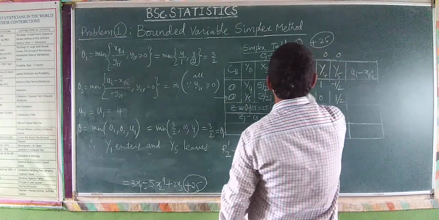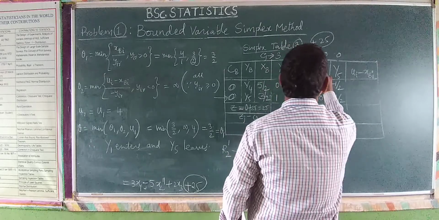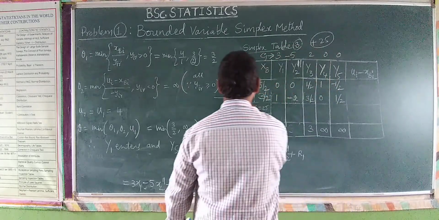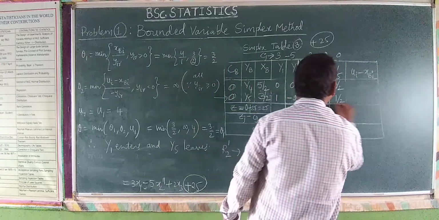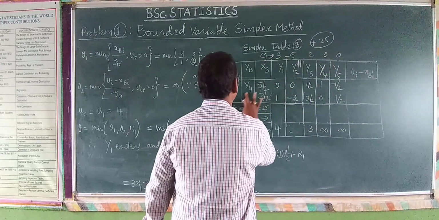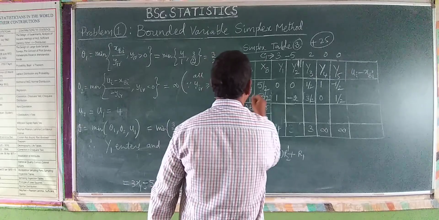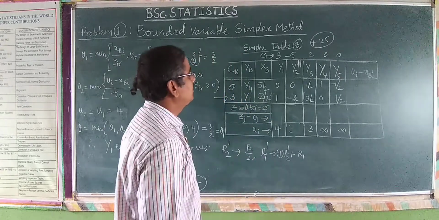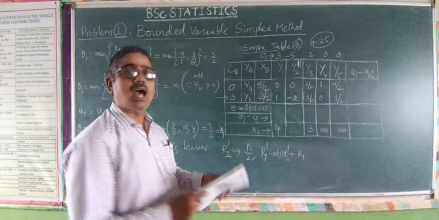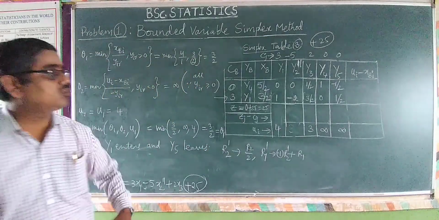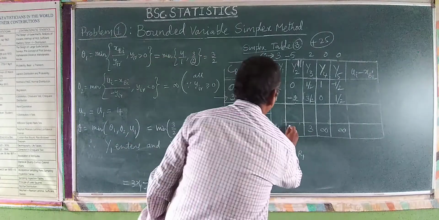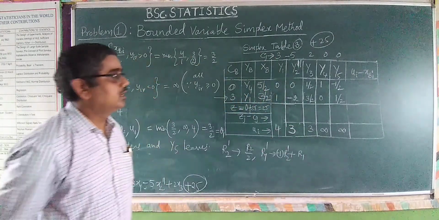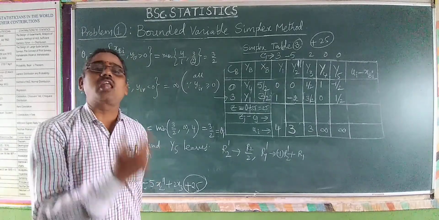Now we calculate all the remaining calculations. Hope you understand. This is what the calculations are for simplex table 3. Remember, now y1 enters, y5 leaves, y1 enters. For y1 the cost is 3. So this is what we have, and now we have to proceed further with the remaining calculations, and again you have to calculate the net evaluation.